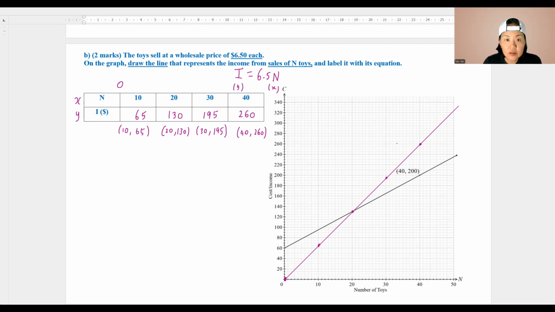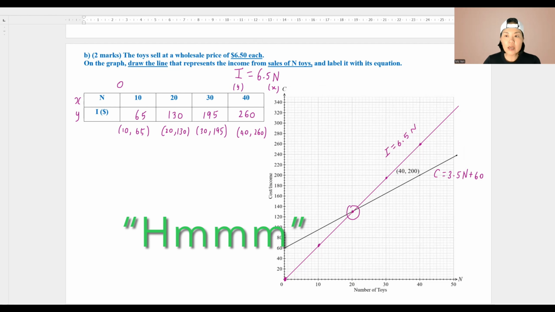And it says here, draw the line and then label it with its equation. So I'm going to label it here. I equals 6.5n. Okay, and I'm just going to label the other one as well. This one was C equals 3.5n plus 60. We've done it in part A. All right, so now I can see this intersection point there.